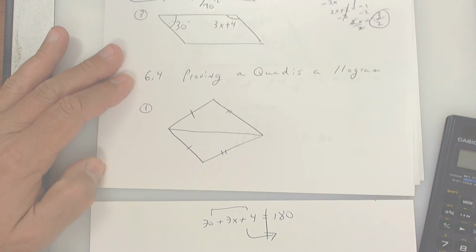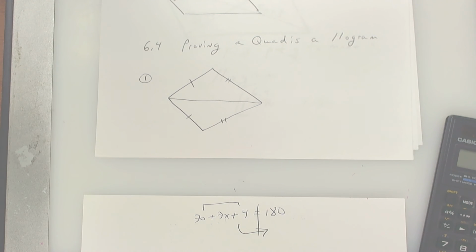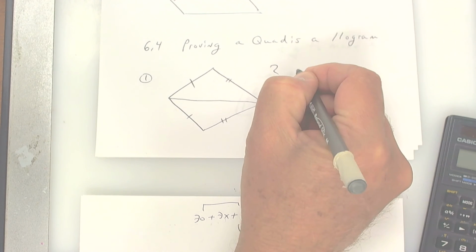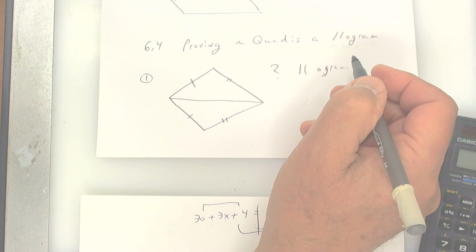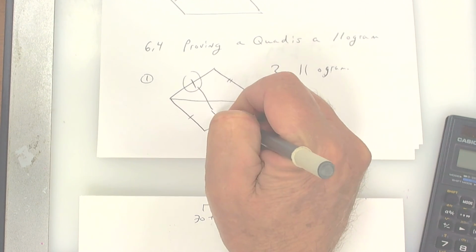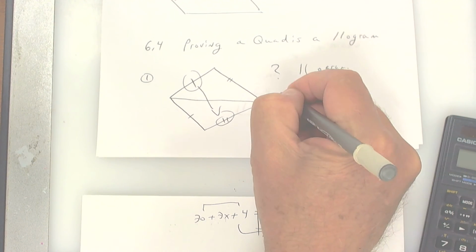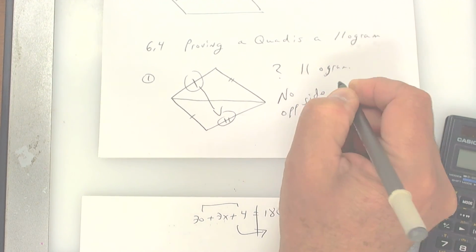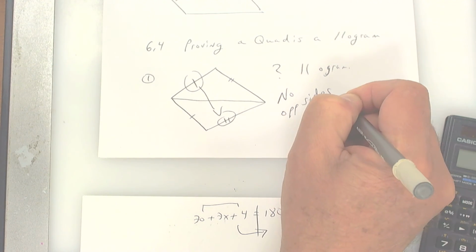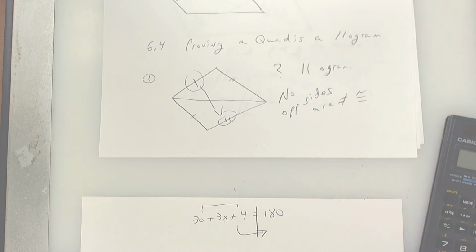All right, on a new sheet of paper, copy this down. Proving a quadrilateral is a parallelogram. So the question is, is this a parallelogram? And the answer is no, because opposite sides are not equal. So no, opposite sides are not congruent. There it is. It's simple. Let's take a look at another one.